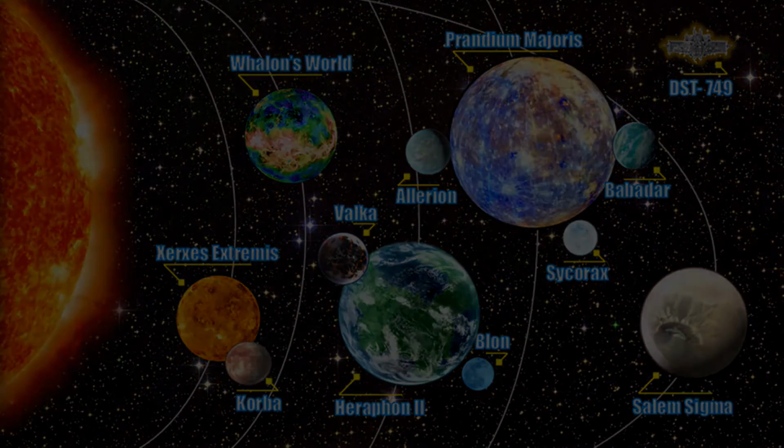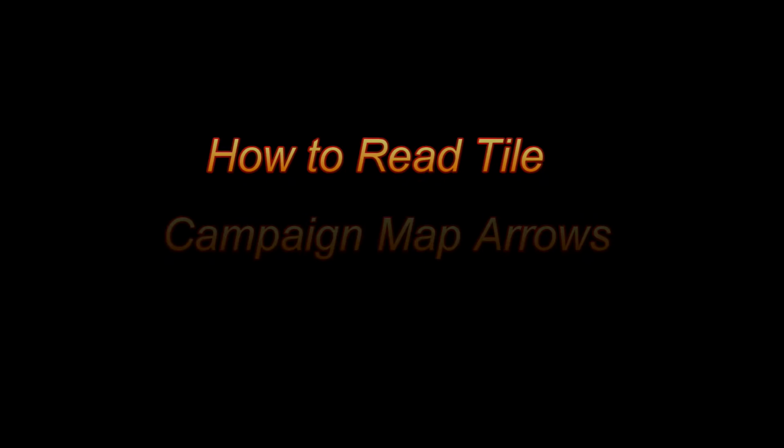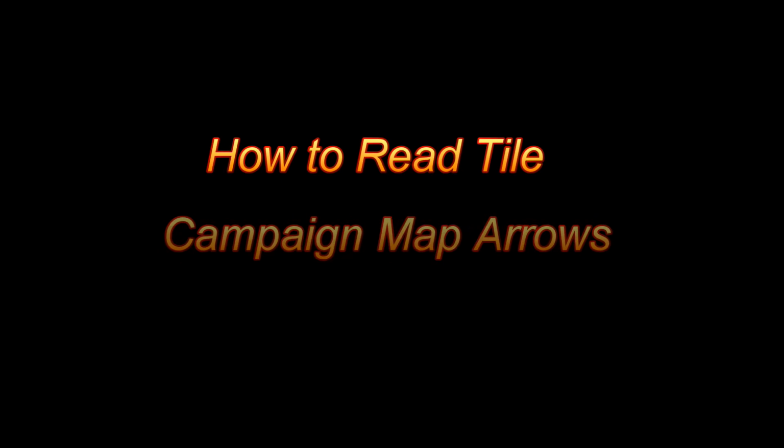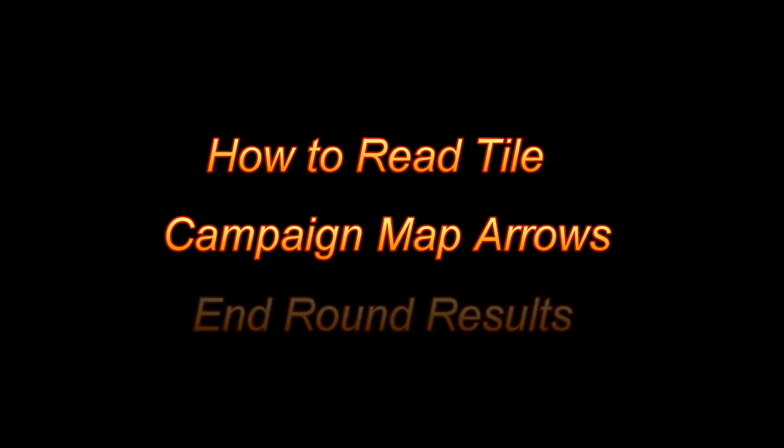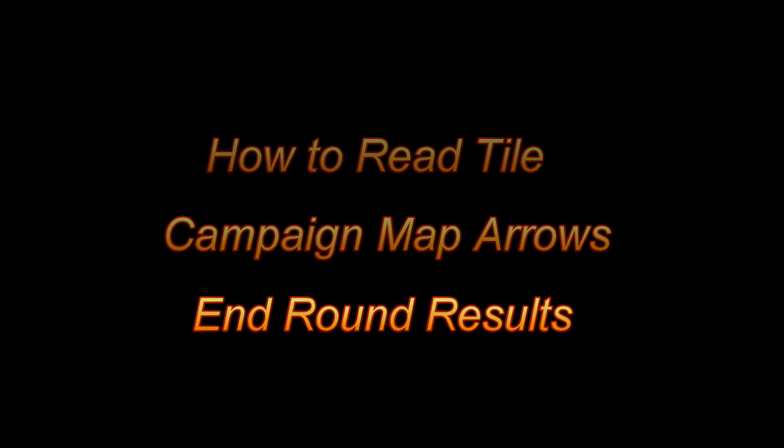We're going to do that by covering three parts. The first part is how to read a tile, that way you know what you're looking at. The second part, we're going to talk about the campaign map arrows and where they come from. And the third and final part in this video, we're going to talk about the end of week results and how the maps are going to change from week to week. Well, let's get started with part 1, and how to read a tile.